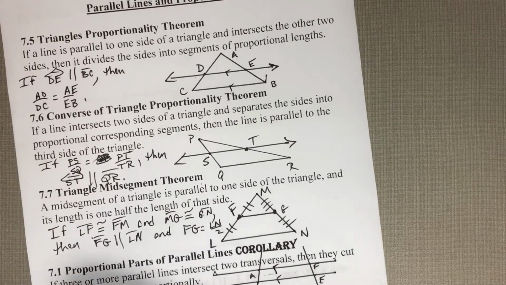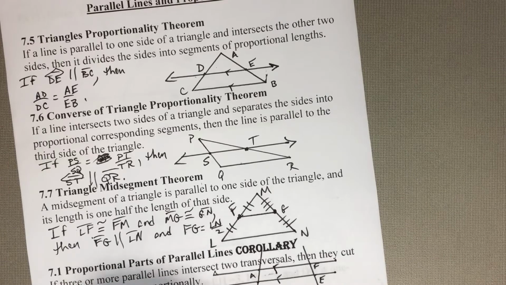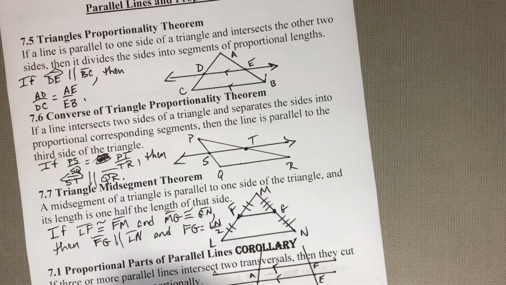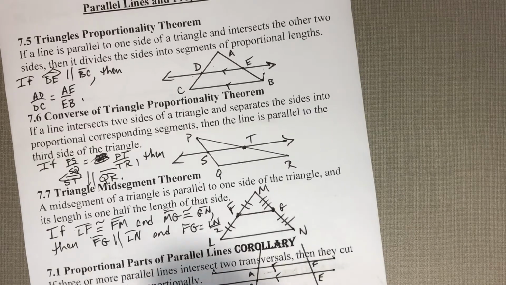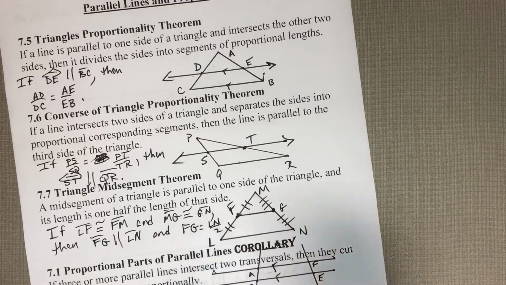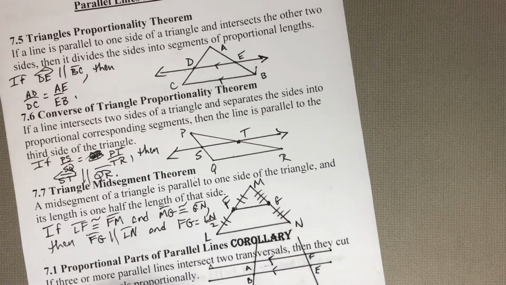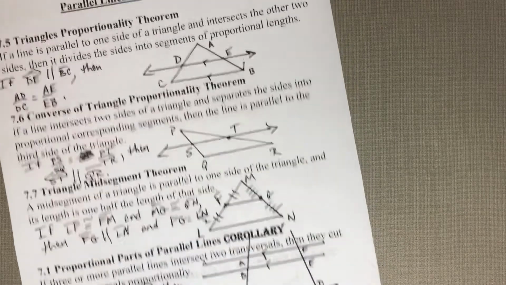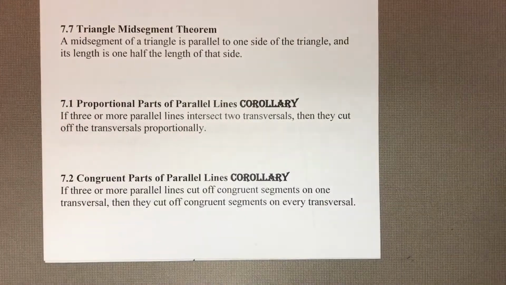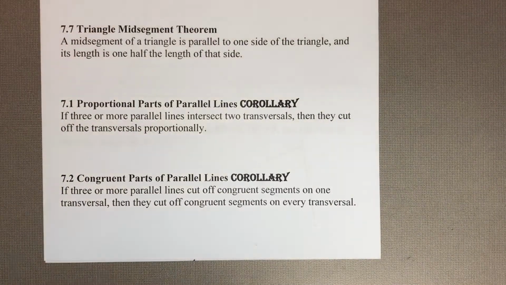And this theorem really means that if line AF is parallel to line BE, which is also parallel to line CD, then AB divided by BC, you need to stay on the same transversal, will be equal to FE divided by ED. Let's go down to the next corollary, which is the congruent parts of parallel lines.